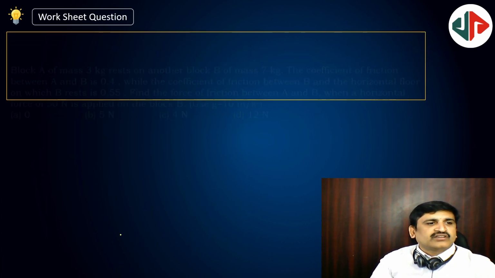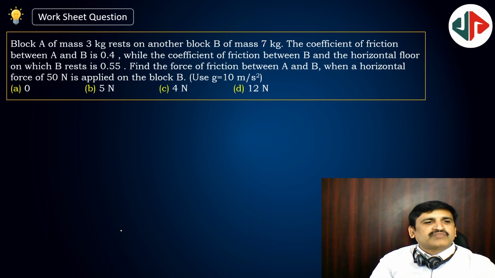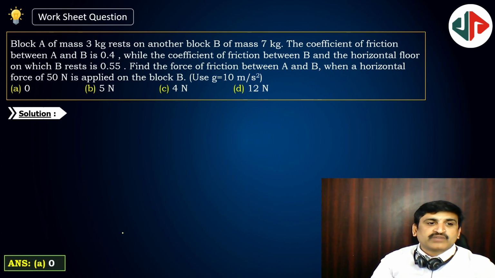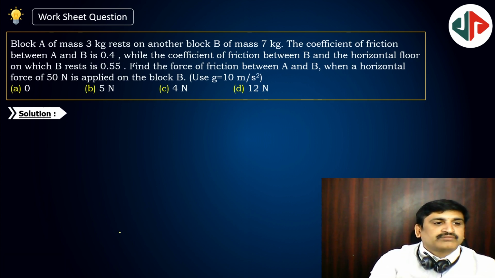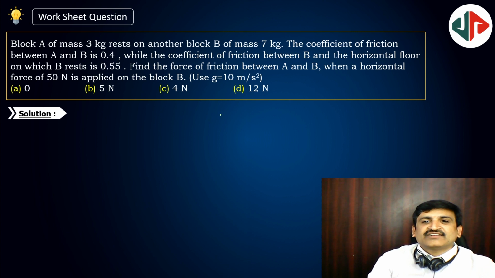Next, a block A of mass 3 kg rests on another block B of mass 7 kg. The coefficient of friction between A and B is 0.4. The coefficient of friction between B and the horizontal floor is 0.55. Find the force of friction between A and B when a horizontal force of 50 Newton is applied on block B. First, let us picturize the story.